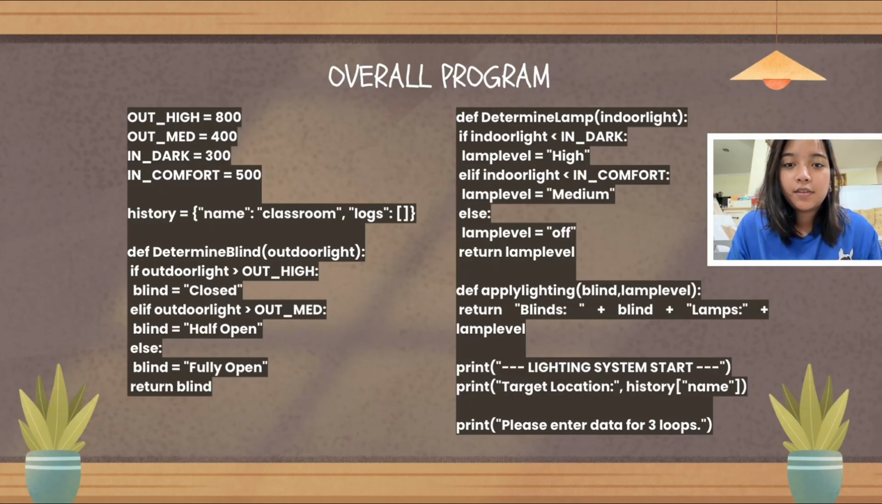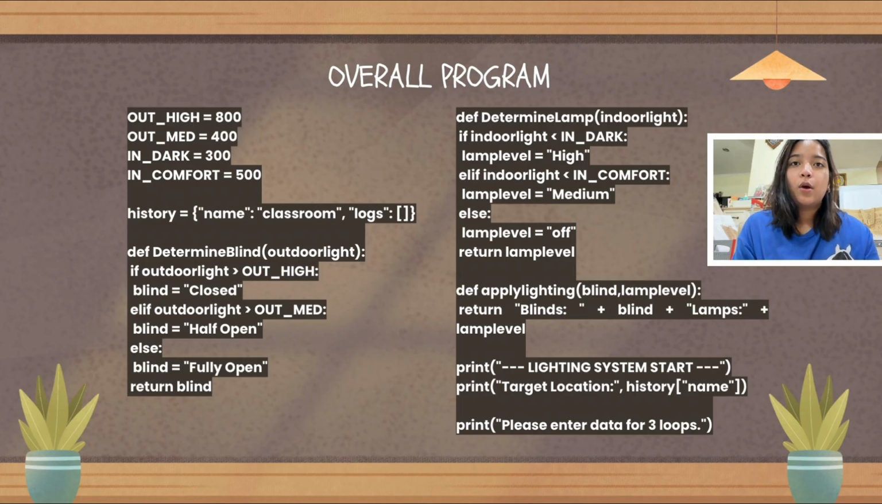Hello, my name is Devina Khalista Hindarsono, and next I will explain the overall program. The purpose of this project is to simulate how a classroom lighting system can automatically respond to changing environmental lighting conditions. The system uses outdoor and indoor light intensity data to determine the most appropriate blind position and lamp brightness level in order to maintain visual comfort inside the classroom while also improving energy efficiency.